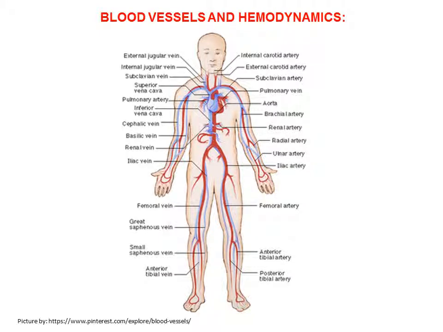This presentation will surround the topic of blood vessels and hemodynamics. The cardiovascular system consists of the heart, the blood, and the blood vessels. As evident in this diagram, blood vessels are of fundamental importance in the human body. They appear in all areas as their role is to transport blood from head to toe.